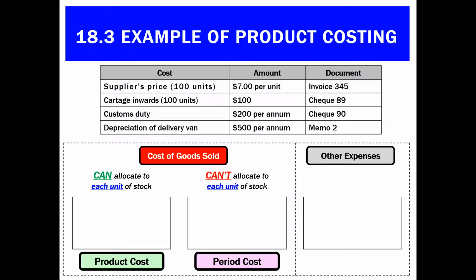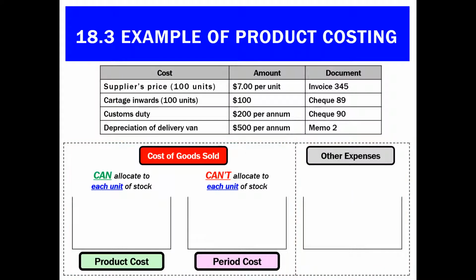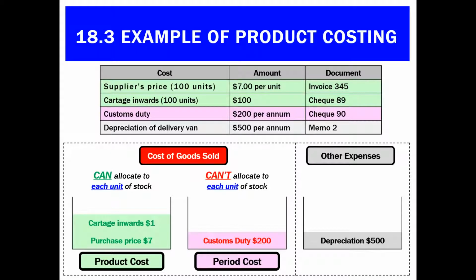So looking at what we just did, we're going to allocate each of these expenses to one of the three pots. So we've got the cost of goods sold over here, which is made up of product costs and period costs. And we've got the other expenses here. So first of all, we said the supplier's price was a product cost. Cartage inwards was a product cost at $1 per unit. Customs duty was a period cost, and that left the delivery van as another expense. So in the long run, we've ended up with product costs as a total of $8 per unit.